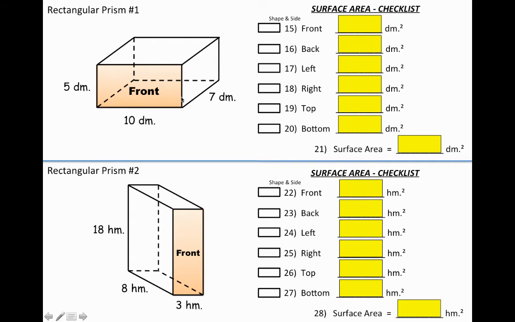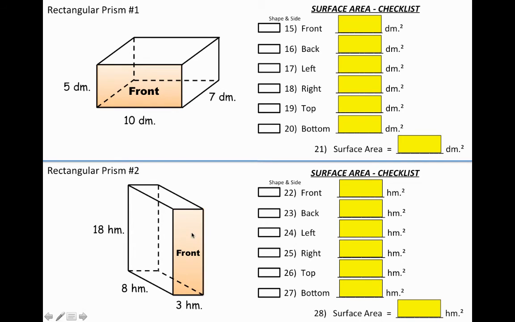This side over here, if this is the front, this side over here is going to be considered the back. This side over here is going to be considered the right. This side over here is going to be considered the left. And then you have your top and your bottom side.